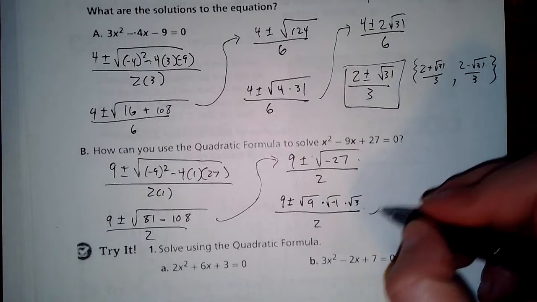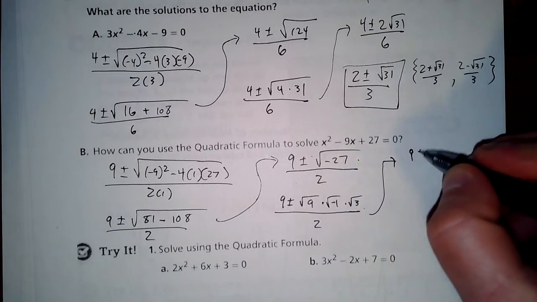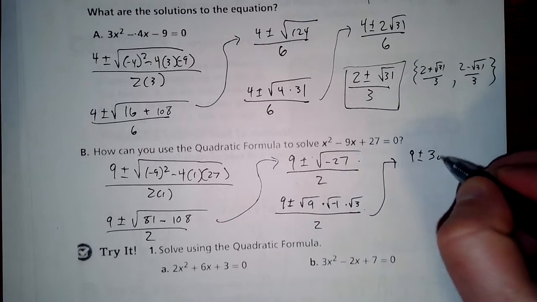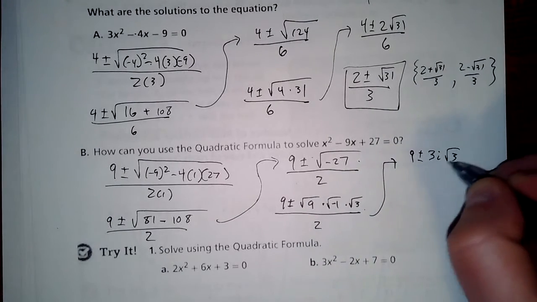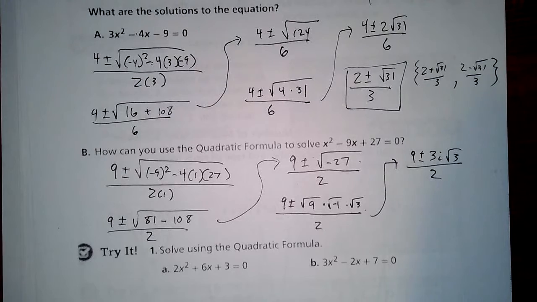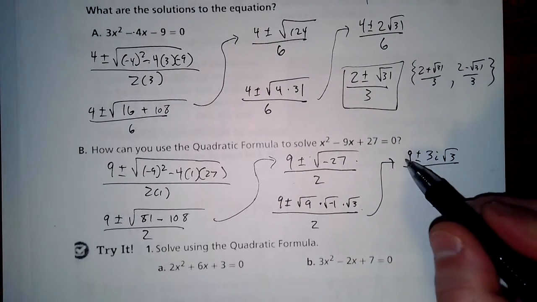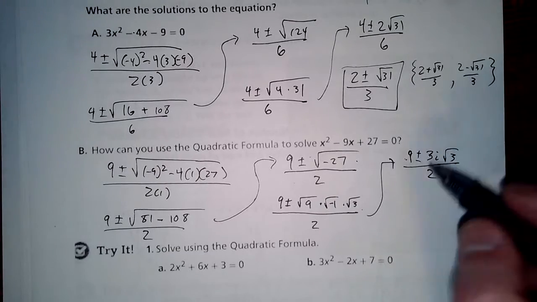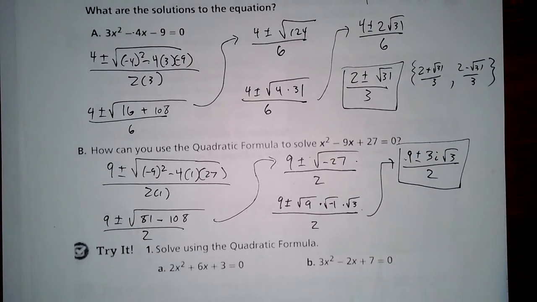All right, so now what am I working with? I have the 9 plus or minus. The square root of 9 is 3. The square root of negative 1 is i. And then root 3 is going to have to just stay as root 3. So at this point, I look at my coefficients. I have a 9, a 3, and a 2. There's nothing that goes into all of those besides 1. So that is my solution.